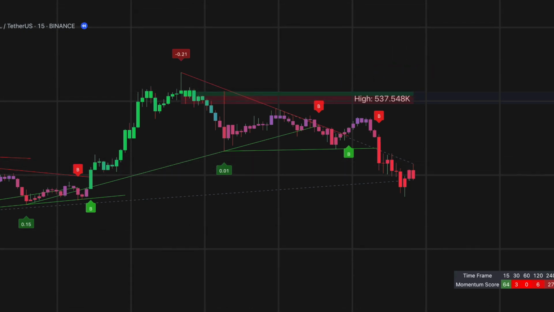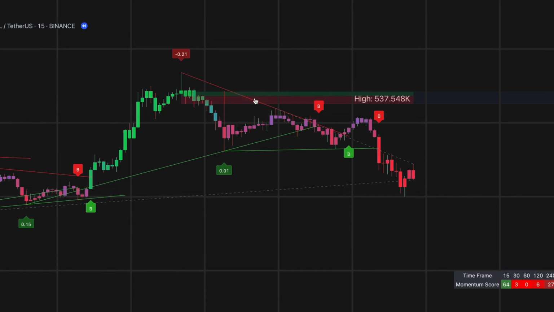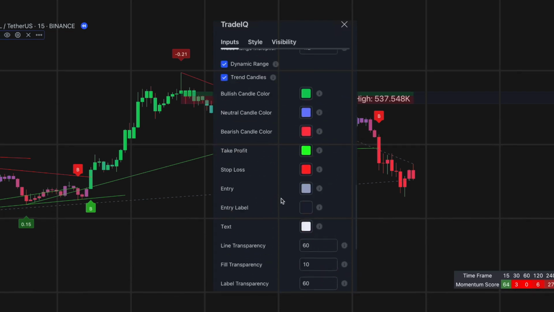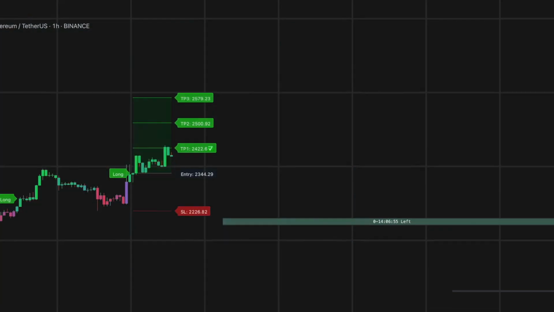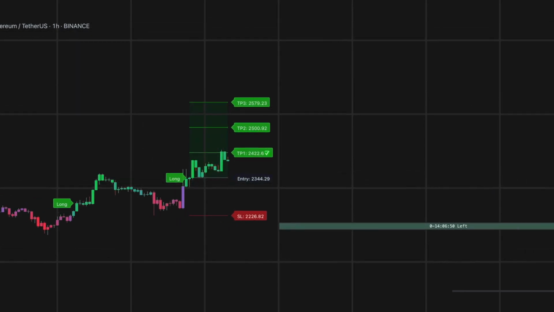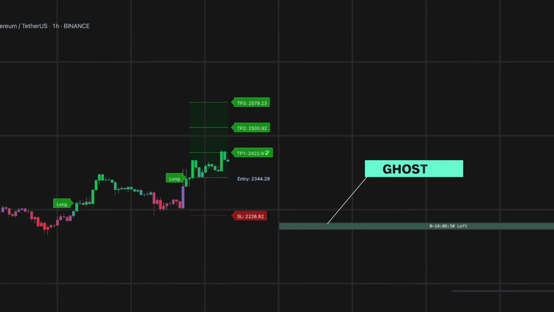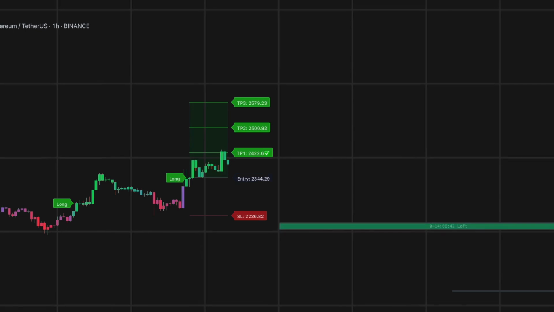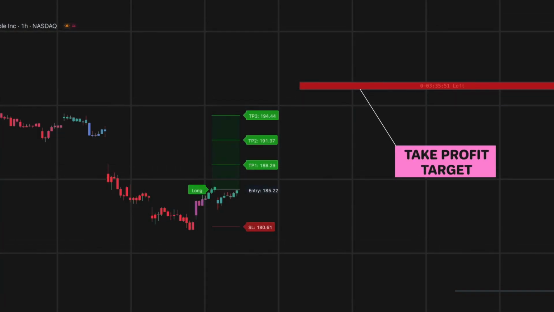If you think these are all the features of this indicator, I have a surprise for you. The next component is something you've never seen before. Introducing ghost order blocks, a unique feature that projects potential future support and resistance levels. These are based on past market data and trading patterns, giving you a forward-looking tool to anticipate market movements and plan accordingly. These order blocks can be used as an extra layer of protection from losing trades. They're also an excellent reference for taking profit targets.